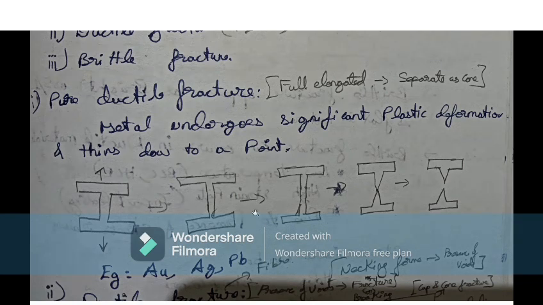This whole process undergoes plastic deformation. What are the materials? Examples: gold, silver, platinum. These are all examples of pure ductile fracture. In pure ductile fracture, fracture occurs after extensive plastic deformation before the failure.